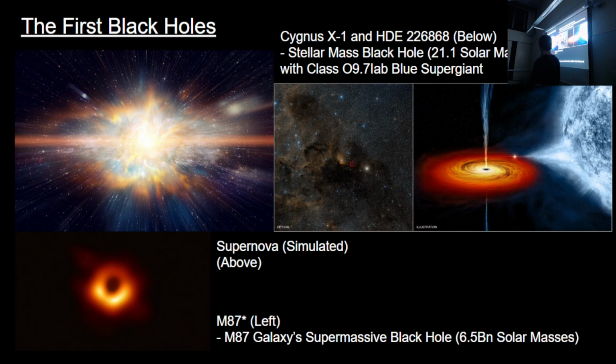So when you see M87 star or Phoenix A star or something like that, that means that it's the supermassive black hole at the centre of that galaxy. If it's Cygnus X1 or something like that, then you end up with the fact that that specific black hole has been named itself.